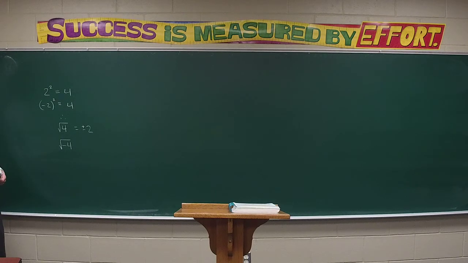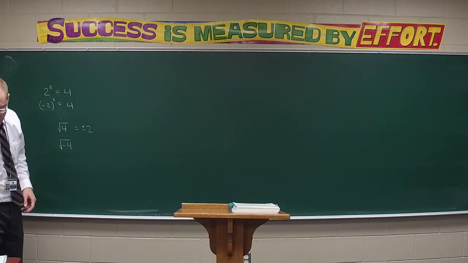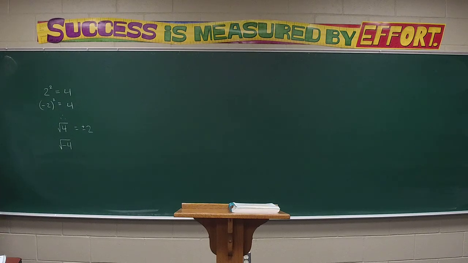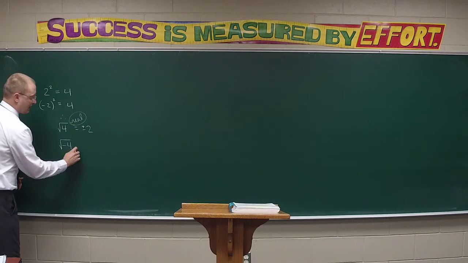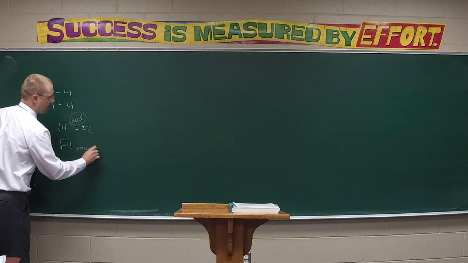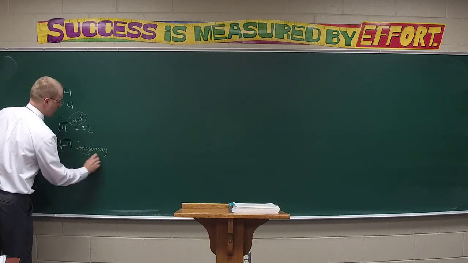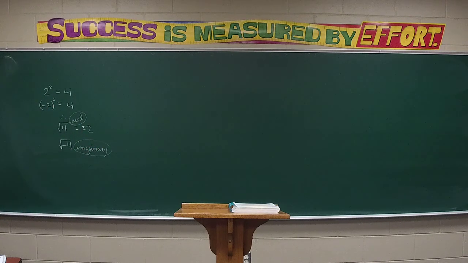The problem is, scientists, as they began working with different things, discovered you have to be able to take the square roots of negatives. But you can't take the square root of negatives. They decided to make it happen. So write this statement in your notes. Square roots of negative numbers are imaginary. These are what we call real numbers. But square roots of negatives are called imaginary numbers.